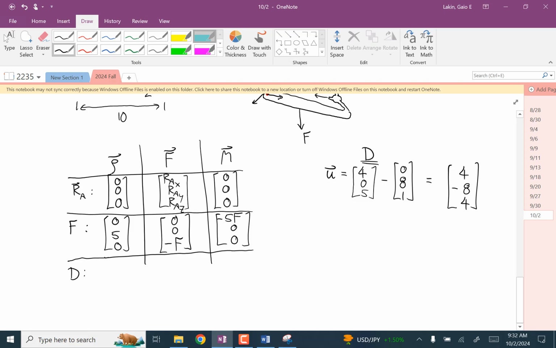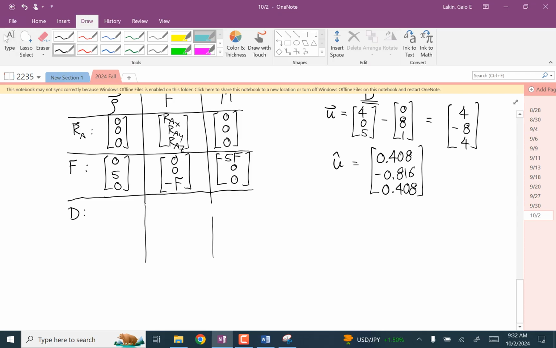And then if you take the unit vector, do I know what that is? I think that is going to be positive 0.408, negative 0.816, positive 0.408. I've seen that one before.